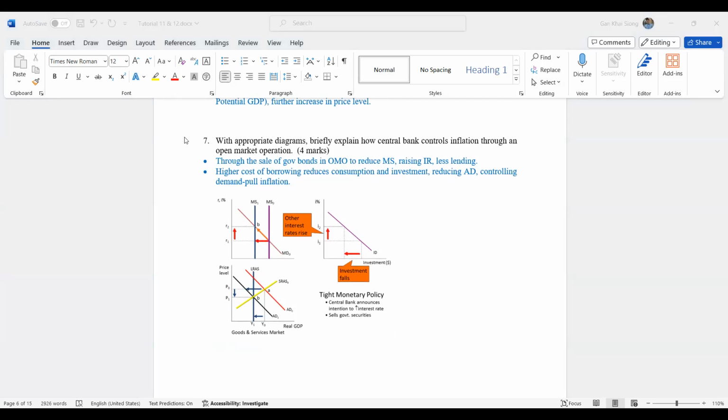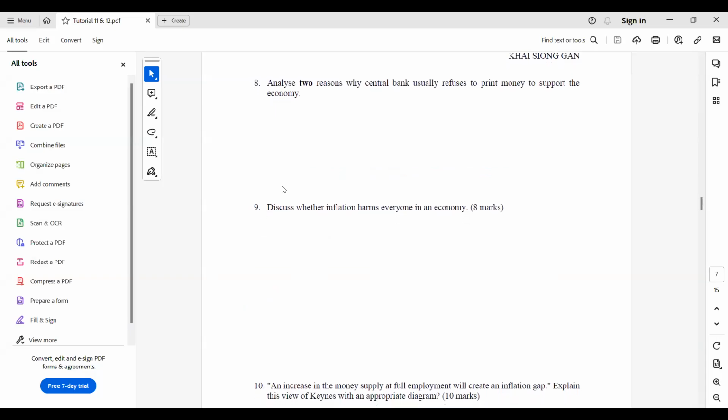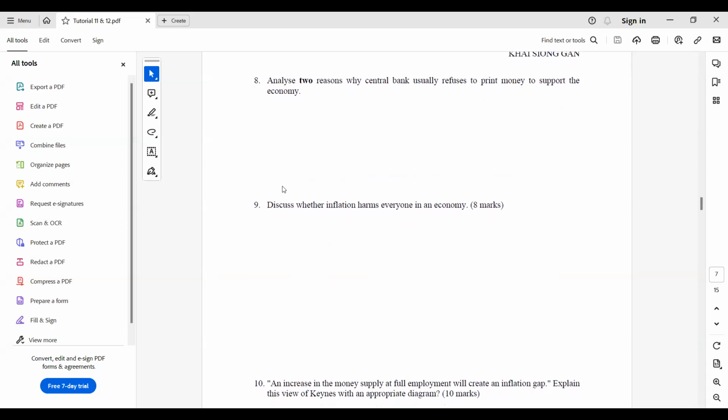Okay, let's move on to the next one. Analyze 2 reasons why the central bank refuses to print money to support the economy. This came out as a last semester question as well. So what answers do you have? Analyze 2 reasons why the central bank refuses to print money.